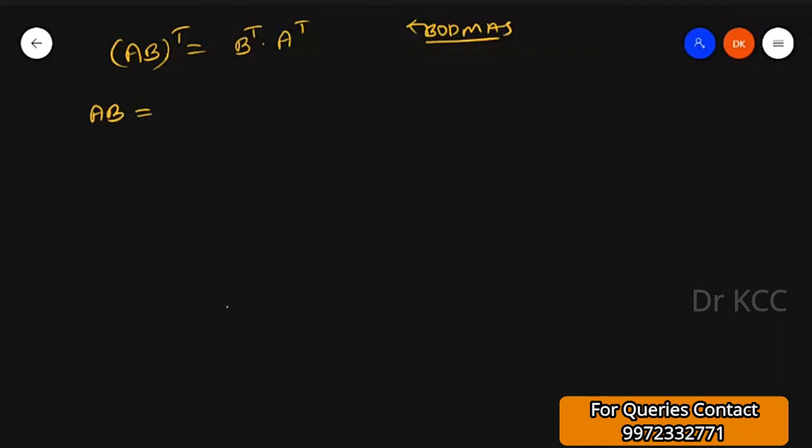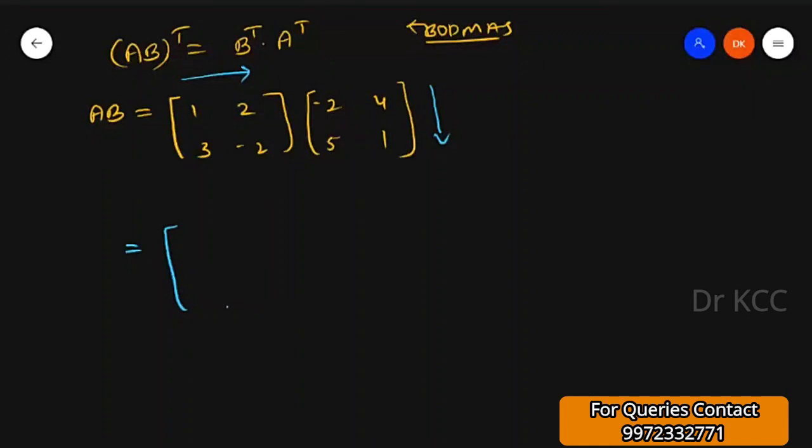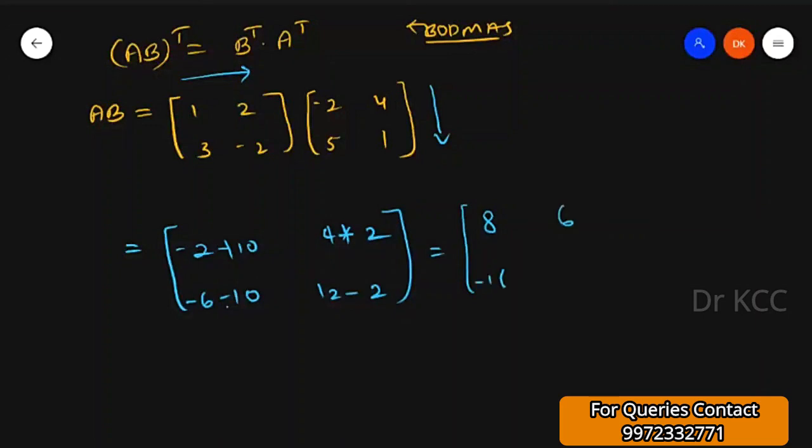So what is AB now? First write your A matrix. What is the A matrix? 1, 2, 3, minus 2. Okay. What is the B matrix? So the B matrix is minus 2, 4, 5, 1. Now we know how to multiply. So multiply first row into first column. What do we get? 1 into minus 2 plus 2 5s are 10. 1 into 4, 4 plus 2 1s are 2. Then 3 2s are 6 minus 2 5s are 10. 3 4s are 12 minus 2 1s are 2. So what is AB now? AB is 8, 6, minus 16, 10, right?